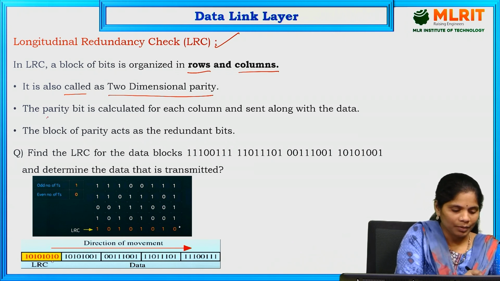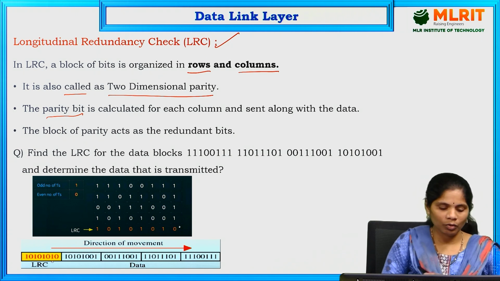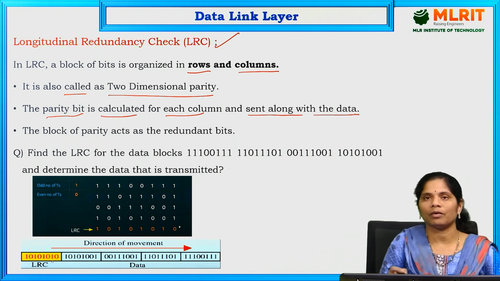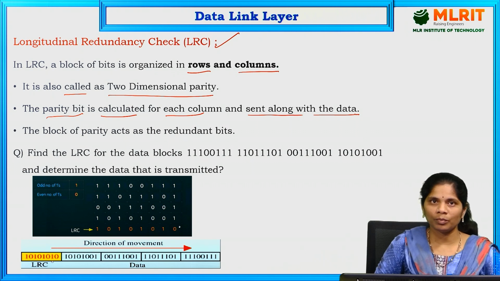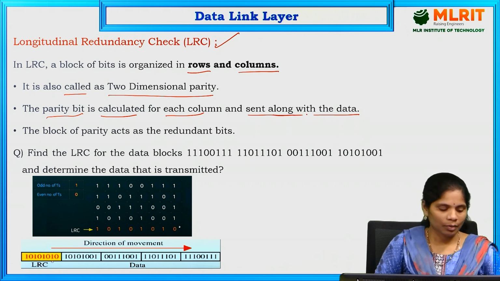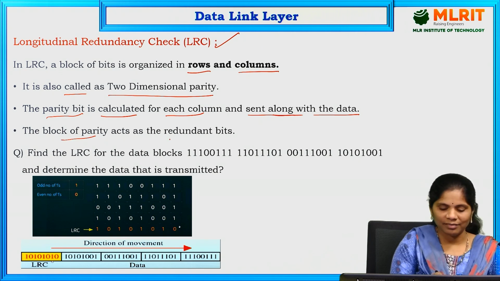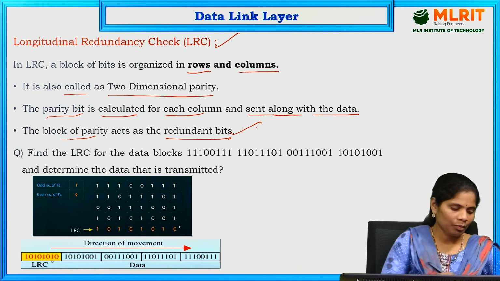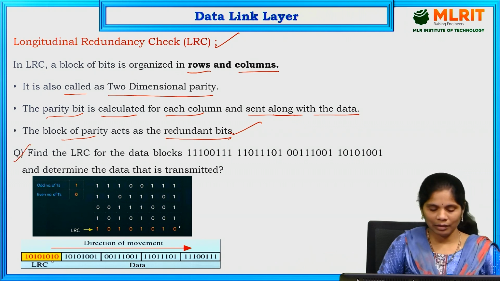The parity bit means whatever redundancy bit is going to be calculated for each column and sent along with the data. It is added column-wise and sent along with the original data. The block of this parity acts as the redundancy bits. Whatever we add, those are called the redundancy bits. See this example, you can clear this concept.